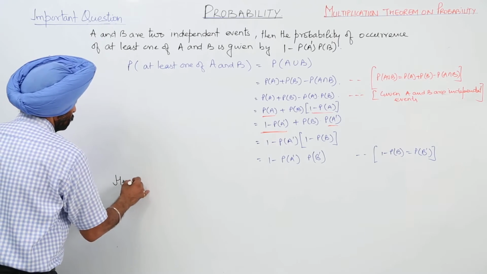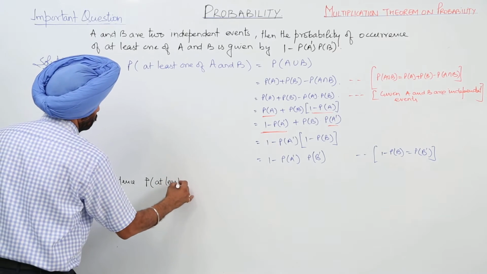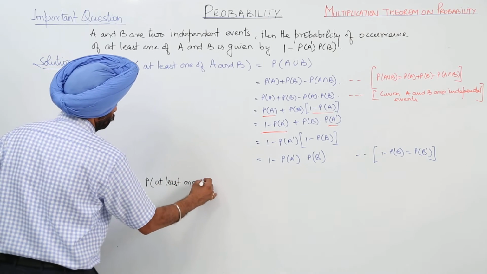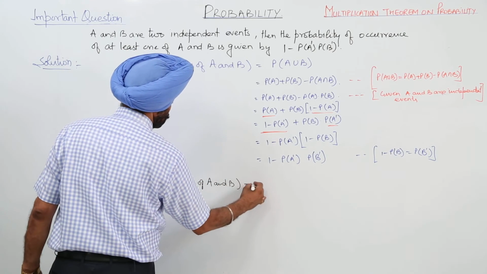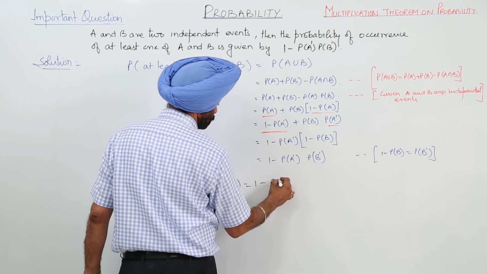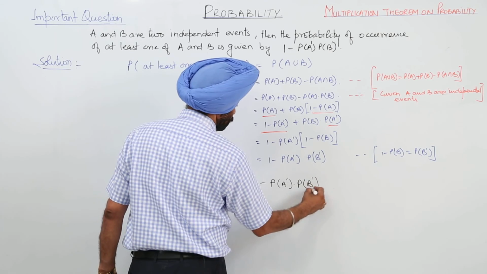Hence, at least one of A and B is equal to 1 minus P(A naught) P(B naught). Proved.